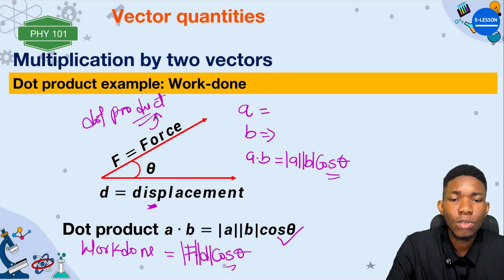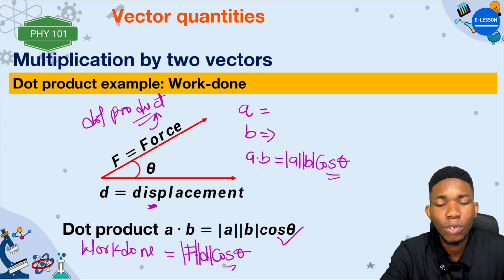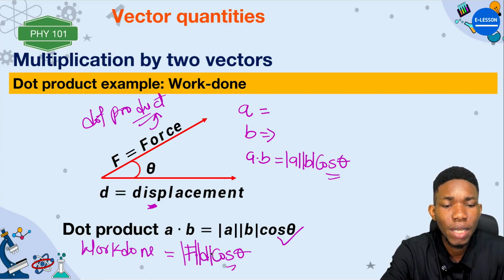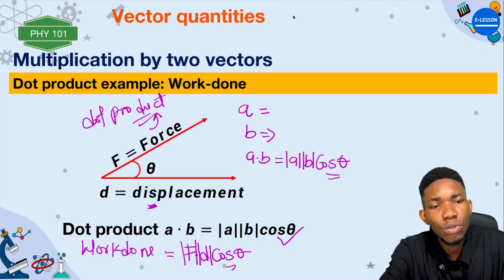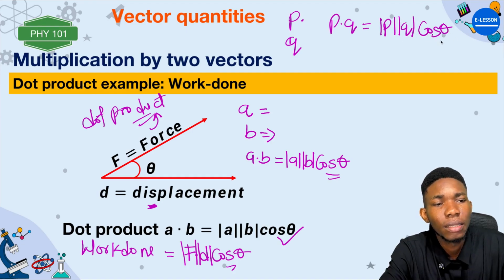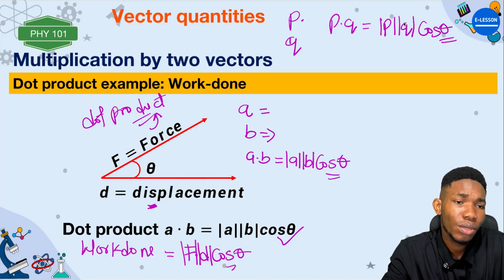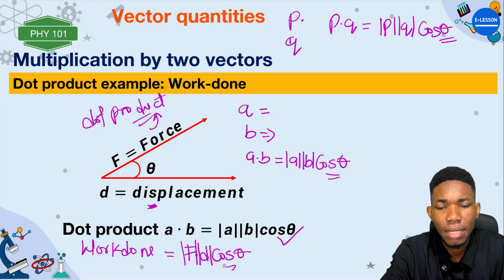Is that okay? So that is that. Work done is an example of dot product because it is force multiplied by the displacement, then cos theta. So whenever they give you two vectors, let's say P and Q, and they say find P dot Q, the answer is usually magnitude of P multiplied by magnitude of Q cos what? Theta. But there's a way of doing this too. I'm going to teach you how to do that as time goes on.